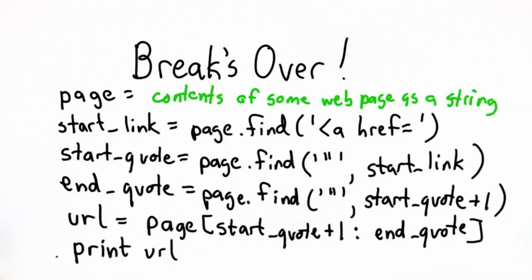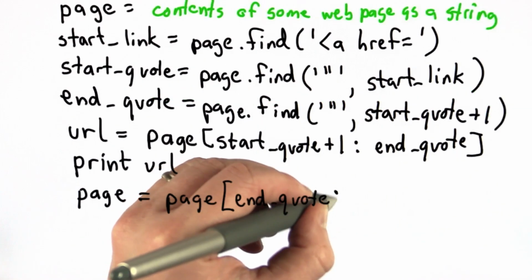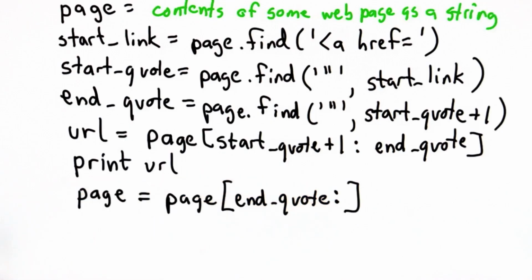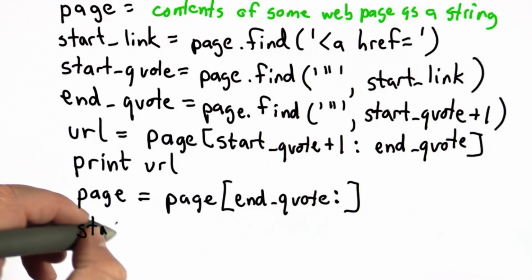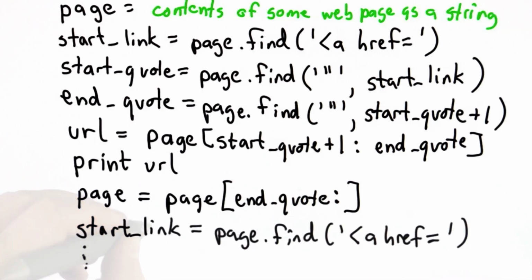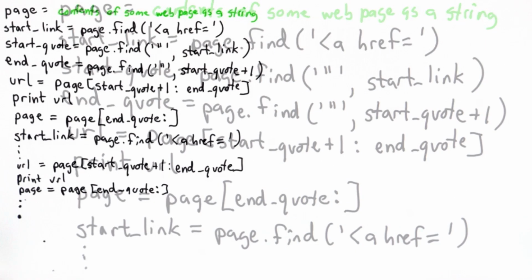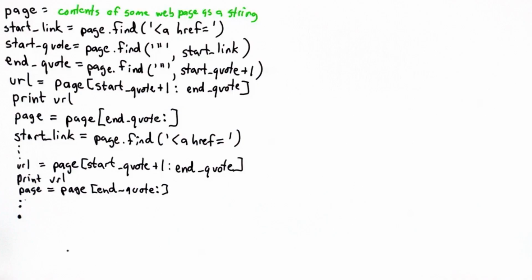And then we would continue by advancing the page to go from where we found the end quote to the end. And then we would do all the same thing again to find the next URL. And we could keep doing this code over and over again, finding as many URLs as there were on the page. So here's the code, shrunken down just so we have some more space.